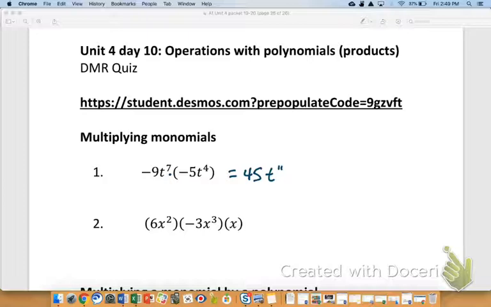And then you said t to the 7 times t to the 4th. There's 11 of them, right? 7 and 4. 7 plus 4 makes 11. That's right on the money. Nice work. Nice work. Okay, thank you, Chase.